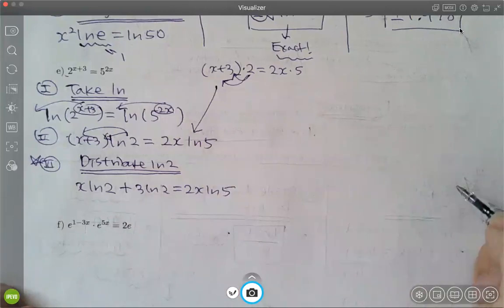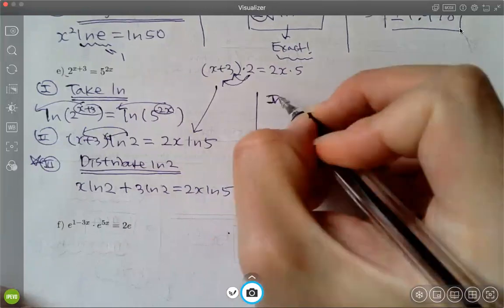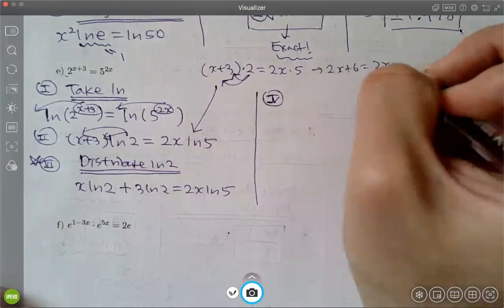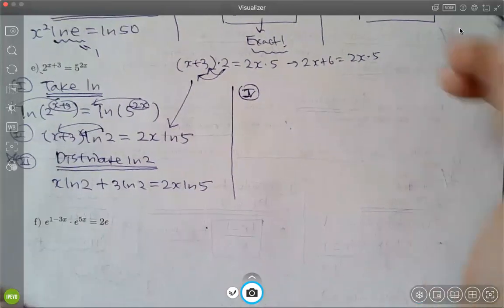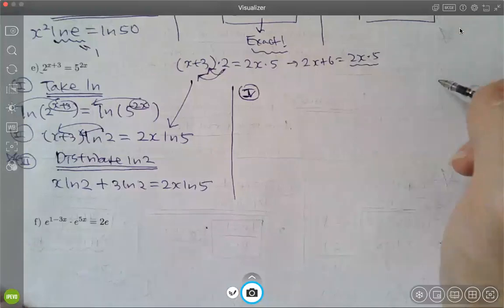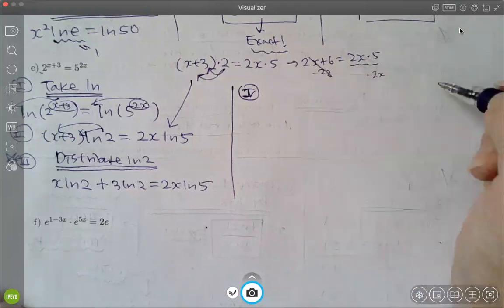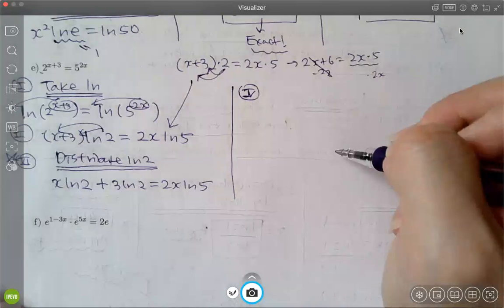And now, what do you do next? So from here, once you distribute 2, you get 2x plus 6 equals 2x times 5. Okay, now here, there's a reason that I didn't write this right-hand side as 10x. Now what do you have to do? Get x's on the same side, right? So here you what? Subtract 2x, right? Okay, that's what you do here. So then what do you do here then? Get x's on the same side.